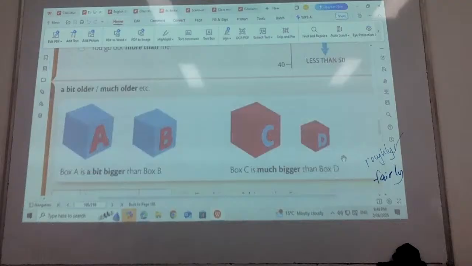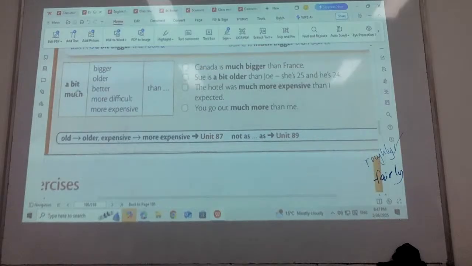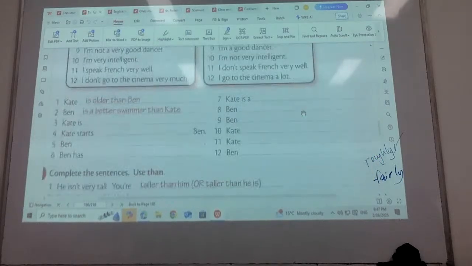Okay. And then you can also say the quantities, correct? To say this one is a bit bigger, or a little bit bigger, or a little bigger. You can use all those different variations. A bit, a little bit, it's all the same. But if there's a big difference, we use much. A bit bigger, a bit older, much better, much more difficult, much more expensive. We already did this last week.